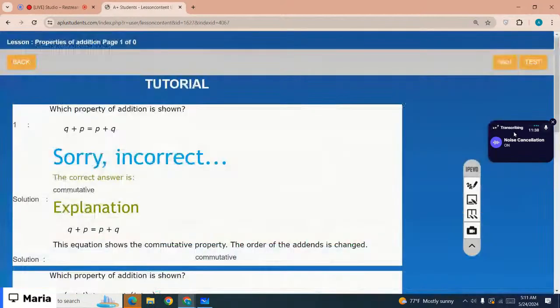In the same lesson, we have already covered the properties of addition, right? Which property of addition is shown? That is p plus q equals q plus p. So the numbers on both sides are exactly the same, just the order of adding them is different. That is known as the commutative property. When you have exactly the same numbers and just the order is different, they have the same answer. The correct option is commutative property.